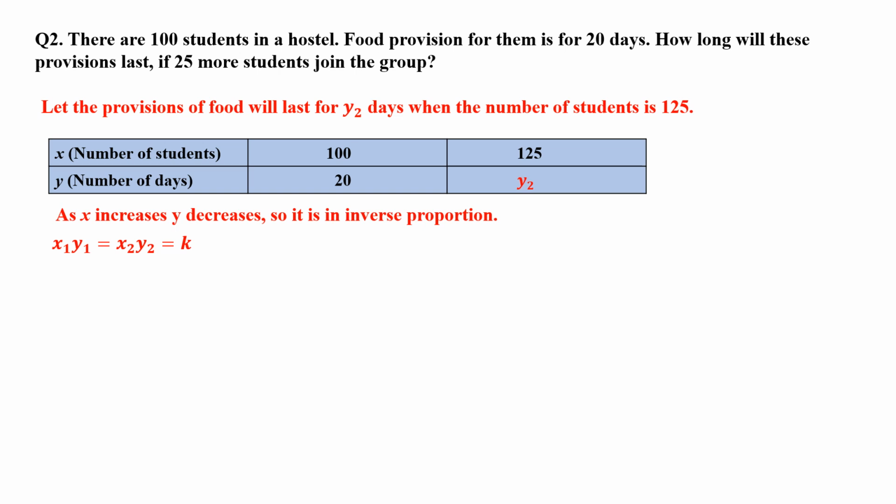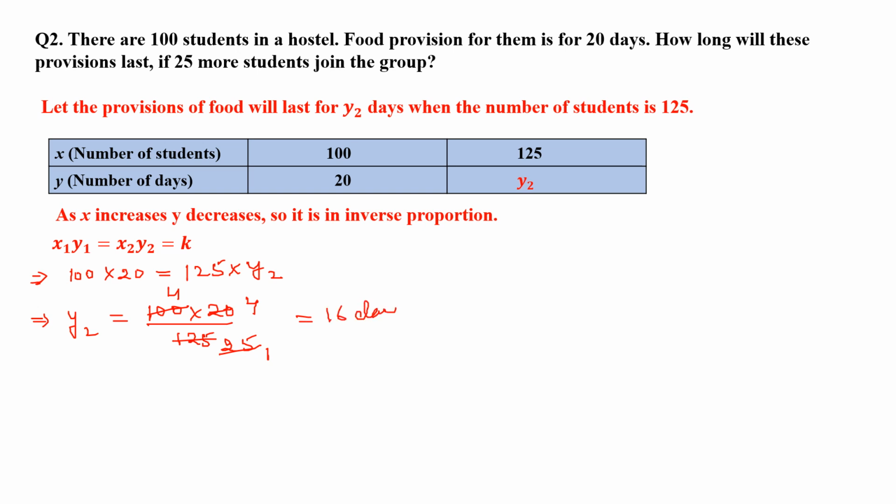Now let's put the values over here. So it will be 100 into 20 is equal to 125 into y2. And let's find the value of y2. So it will be 100 into 20 divided by 125. So 5 times 25, 5 times 4, 25 times 1, 25 times 4. So 4 into 4, 16 days. So if there are 125 students, the food will last for only 16 days.